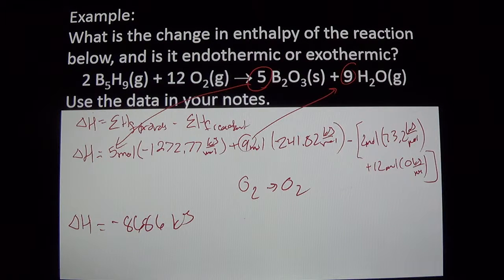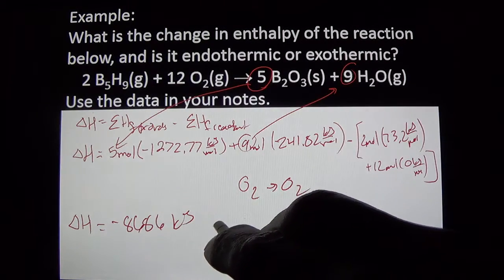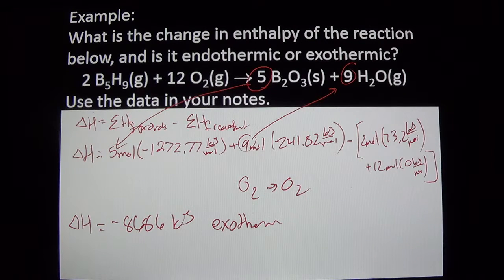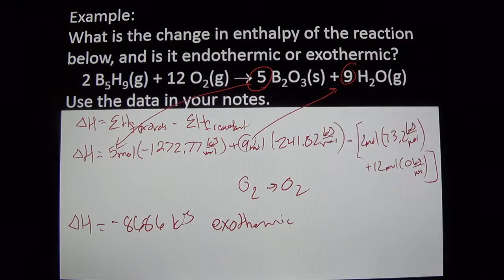All right, so let's talk about this real fast. First off, what do we notice? We notice it's a big number, and that just might be the way it is. We also notice it's a big negative number. What does negative tell us? Well, as you were asked in the notes, is it endothermic or exothermic? I hope by now you've figured out that that means it is exothermic. The negative tells you it's exothermic. If it was a positive, it'd tell you it was endothermic.